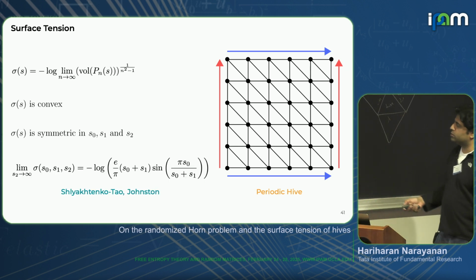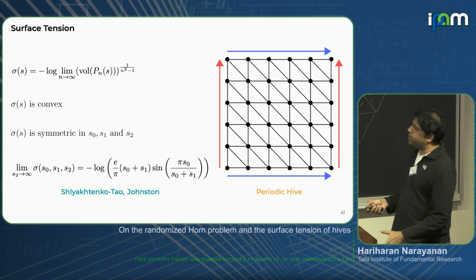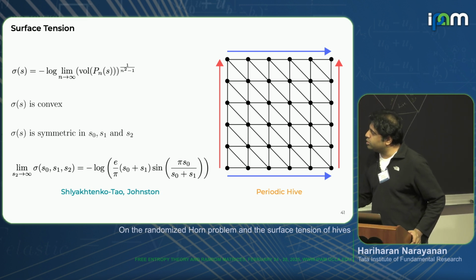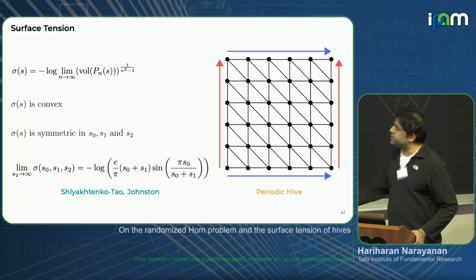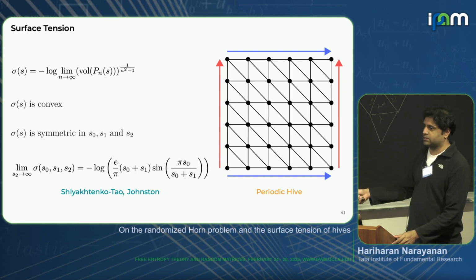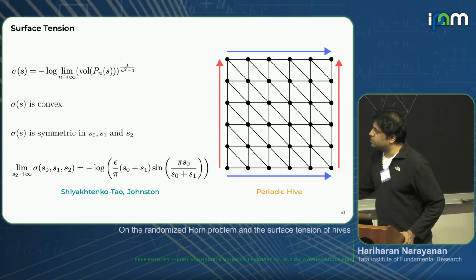And what is known through the work of Knutson and Tao and Johnston is that this volume, when S2 tends to infinity, has a nice closed form, which comes as the surface tension of Gelfand-Zetlin patterns. So this is known.